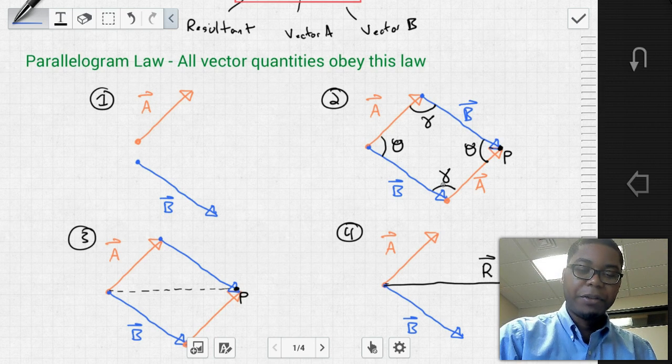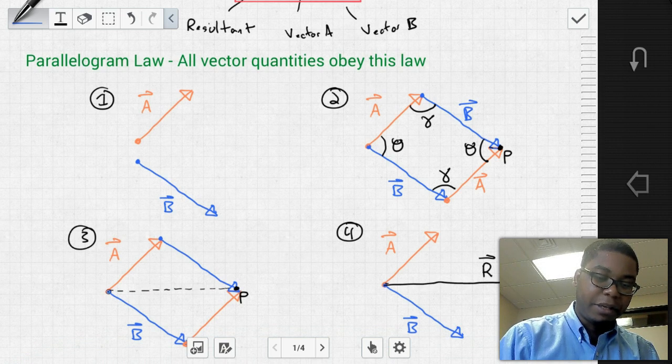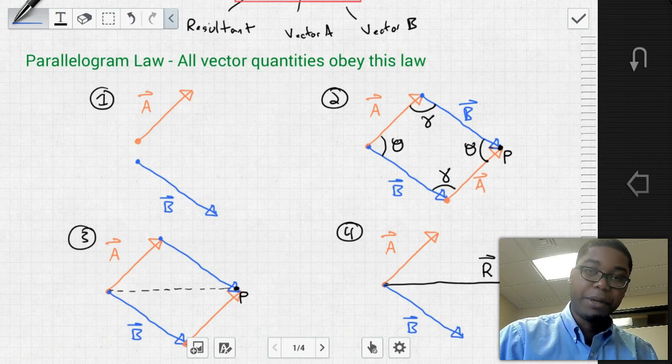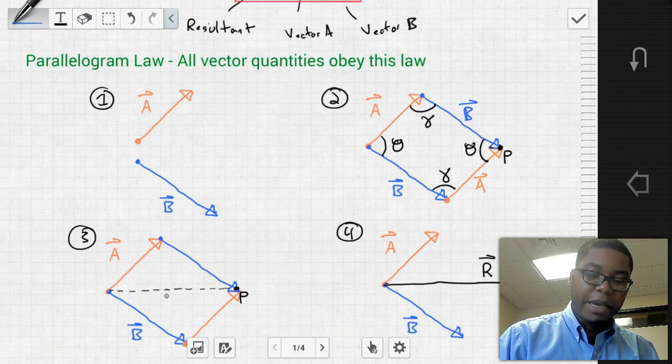Now that we've created this parallelogram, we have the interior angles. The point where these additional vectors meet, we can describe as point P. This point P is a very important point which we'll use in step 3. In step 3, we create a dotted line that connects the coincident point of the original vectors A and B with this new point P. And this line from the start point to point P is the length of our resultant vector.